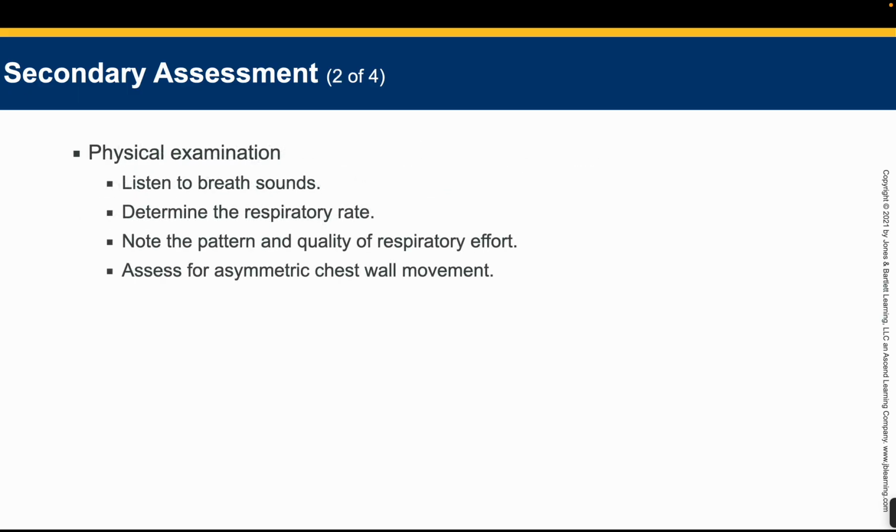As part of your secondary assessment, you're performing a more focused physical exam, starting with breathing. You want to listen to breath sounds and determine their respiratory rate. But don't stop there. Pay attention to the pattern and the quality of their respirations. Are they shallow, labored, irregular? Also look at the chest. Is it moving symmetrically, or do you see uneven rise and fall? These details can give important clues about underlying injuries, especially in trauma patients. So this step is about going beyond just the numbers and really assessing how well your patient is breathing.